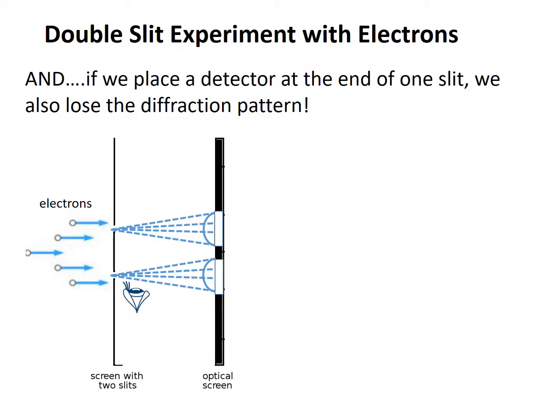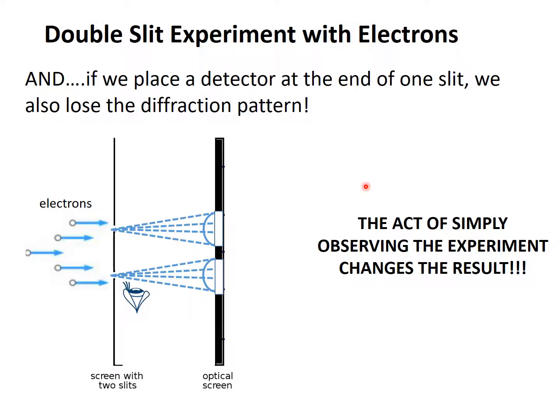And if we try to repeat the experiment with electrons, but this time we try to peek to identify which slit the electrons are moving through, we end up losing the diffraction pattern and getting exactly the same result we did with bullets. What's significant about this experiment is that simply the act of observing the experiment changes the result.